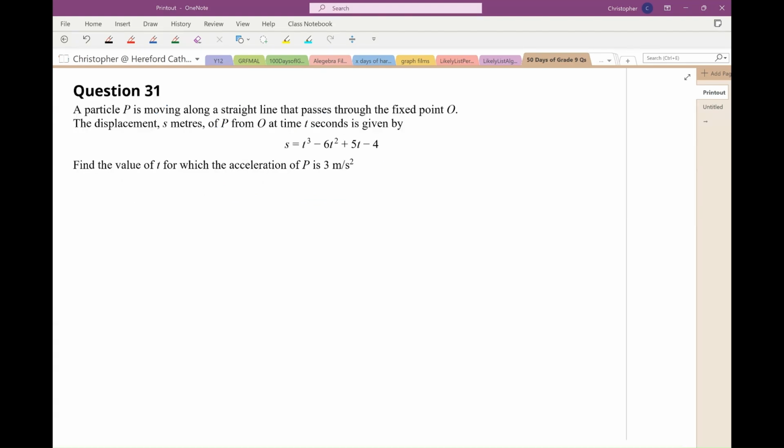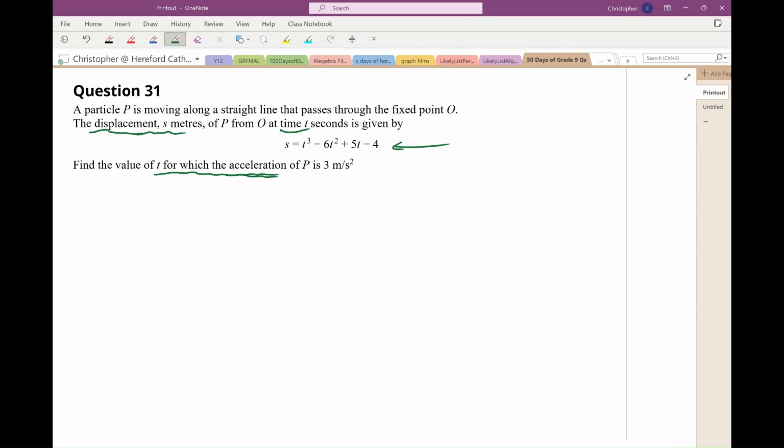Question 31. Well, I'm dealing with displacement. Okay, and I'm being asked for acceleration. This is going to be about differentiation, I think. Let's have a look. A particle P is moving along a straight line that passes through a fixed point O. The displacement S of P from O at a time t is given by that formula. Find the value of t for which the acceleration of P is 3 meters per second.